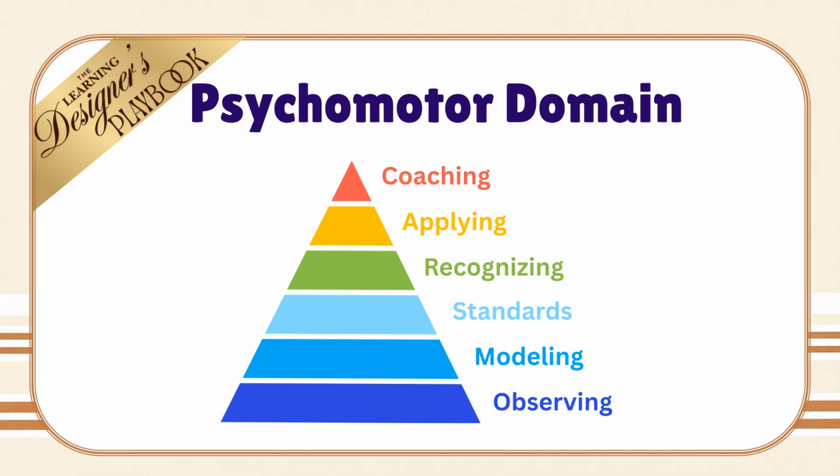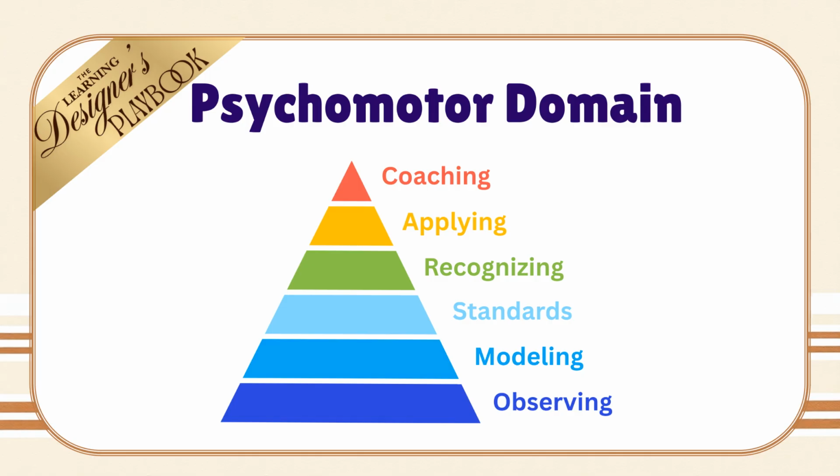The fourth level is recognizing, which involves developing an awareness of patterns, techniques, and adjustments. Learners can now troubleshoot mistakes, identify what went wrong, and make corrections on their own. The fifth level is applying, where skills are performed independently, reliably, and in increasingly complex situations.